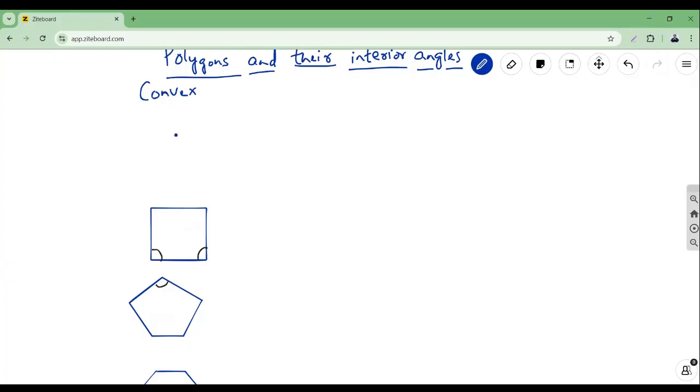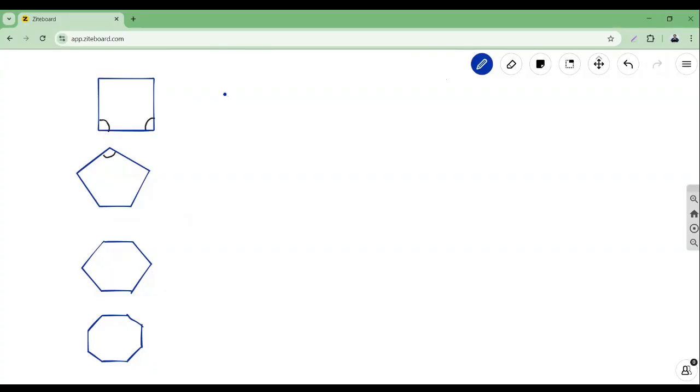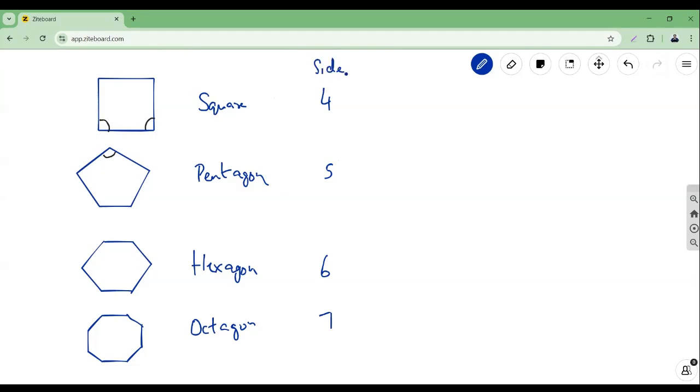Now let's talk about various different interior angles. Interior angles simply means inside. First, let's name these things. The name here is a square or a quadrilateral. This is a pentagon. This is a hexagon. And this is an octagon, 8-sided. I have not written heptagon, 7-sided. So this has 4 sides, this has 5 sides, this has 6 sides, and this is 7 sides. So the number of sides is this much.